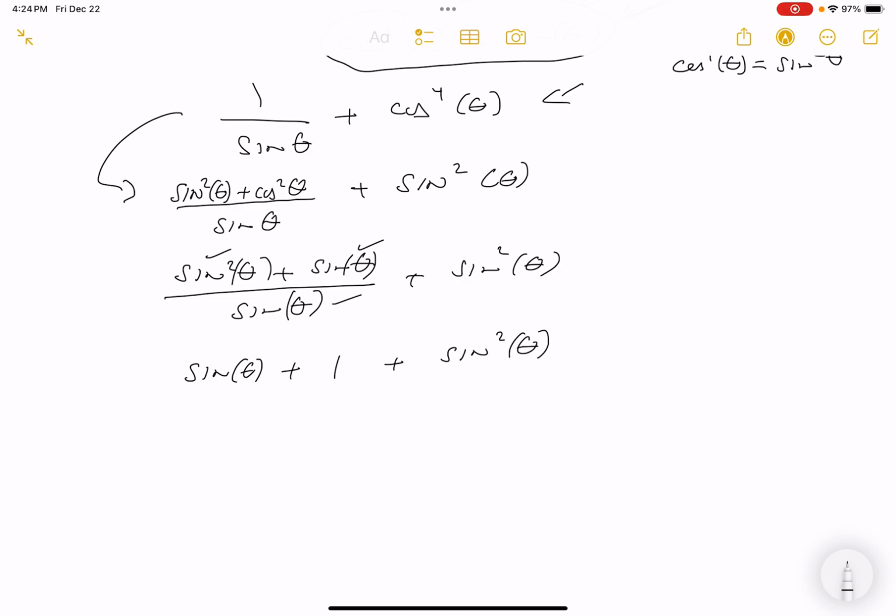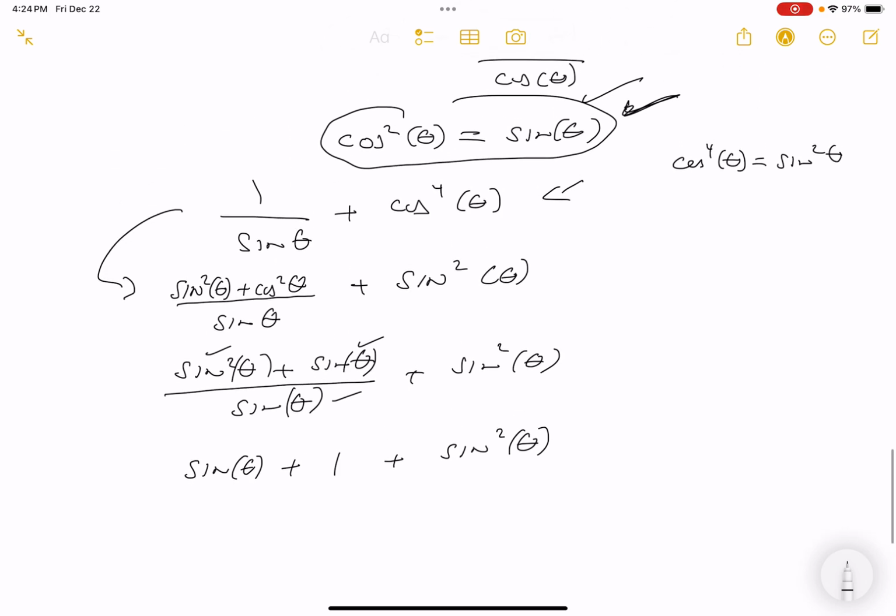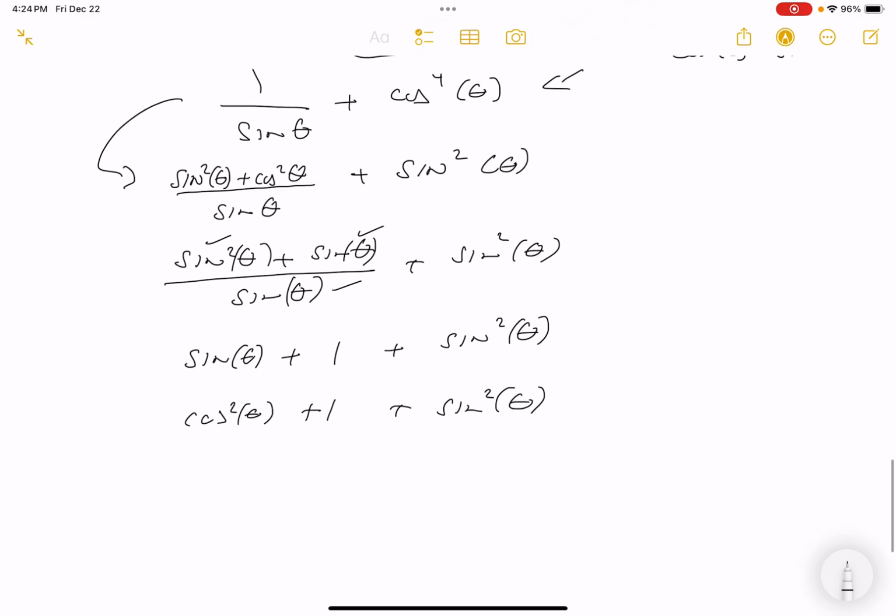All right, I'm looking at this and wondering what to do now. Let me take a look at it. Oh, you know what? Sine theta is cosine squared theta. Write that down. Plus 1 plus sine squared theta. Now what do I know now? I know cosine squared plus sine squared is going to be 1, and 1 plus 1 is 2. And this is one legit way of doing the problem. I got 2. I want to talk about another way of doing the problem.